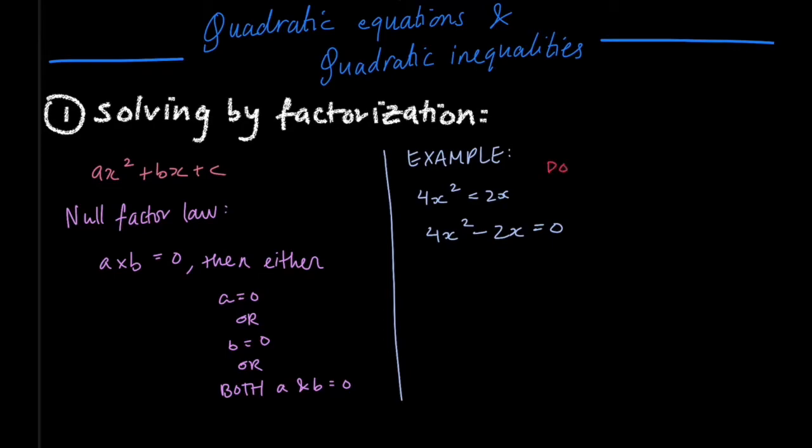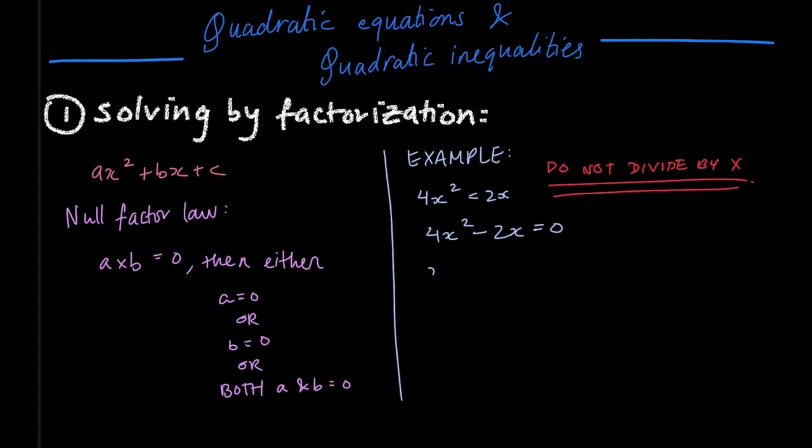Important note is do not divide by x. Don't ever divide by x in any situation. So in this case, if we were to divide by x, it would become 4x is equal to 2, which would be incorrect. That would only give you one of the solutions. We need to find both. So if we divide by x, we're automatically eliminating one of the possible solutions. So do not divide by x, bring all the terms to one side and factorize.